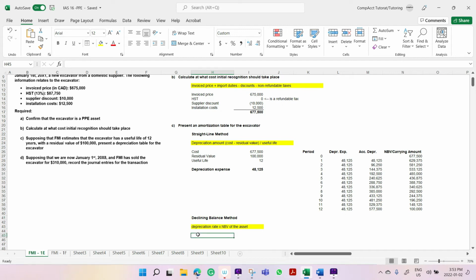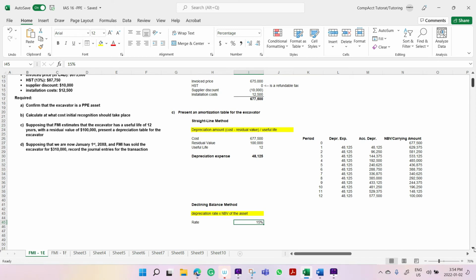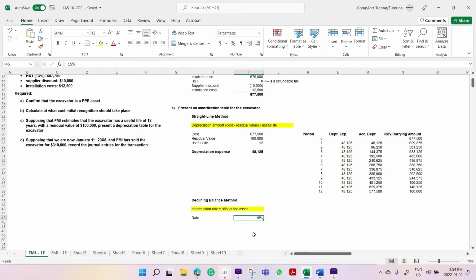Here the problem steered us towards doing the straight line method. Here let's come up with a rate, and I think a reasonable rate would most likely be 15% for an asset over 12 years. So I'm going to use 15%. Obviously, more thought would have to be put into this rate, but just for the sake of this problem, let's use 15%. Okay, so that's the depreciation rate I'm going to use.